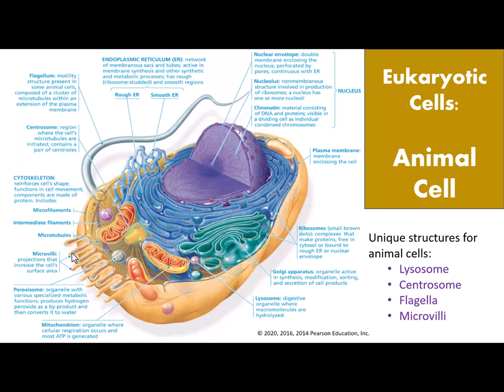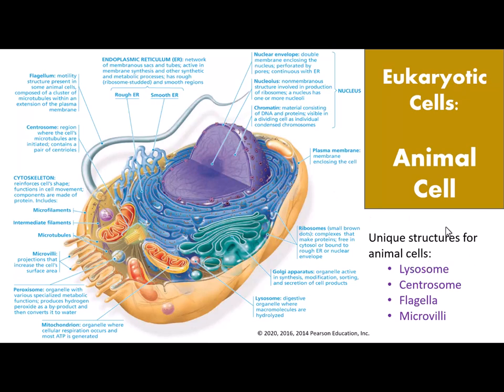We also can have projections off of the cell that increase surface area, and those are our microvilli. In addition to the flagellum, but not pictured here, we also have cilia. Cilia are short, numerous projections that can aid in movement of substances in our body. We find those in our respiratory system and in our reproductive systems.